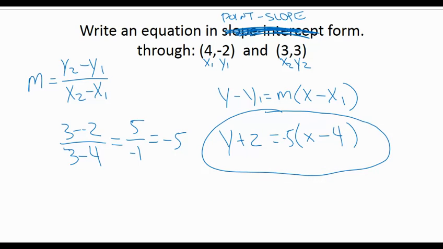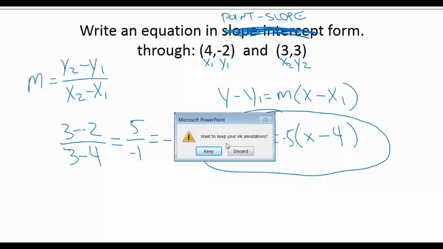We had to find the slope first. Once we found the slope, we knew the slope and a point, and we could write out the equation in point slope form. That is it.